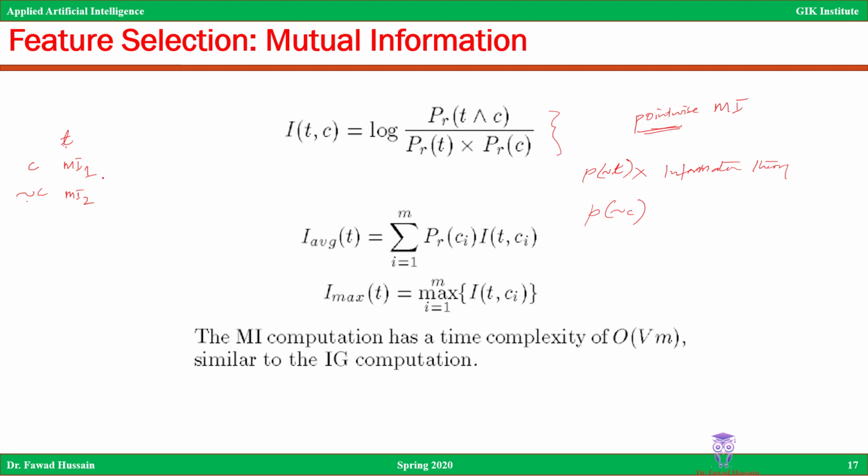Then how to figure out whether this feature is important or not? I'm going to use either the average of these two or the max between these two, and that will give me the final value. So either it's going to be the average of MI1 and MI2, or the max of MI1 and MI2. This is how I'm going to come up with a unique value for this T, and then maybe this was T1, then T2, then T3, and so on. And once I am done with this, I will select the top features that I want.